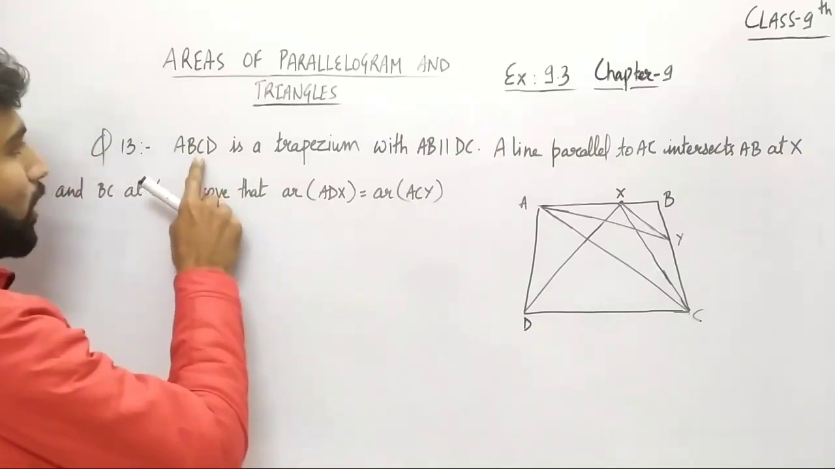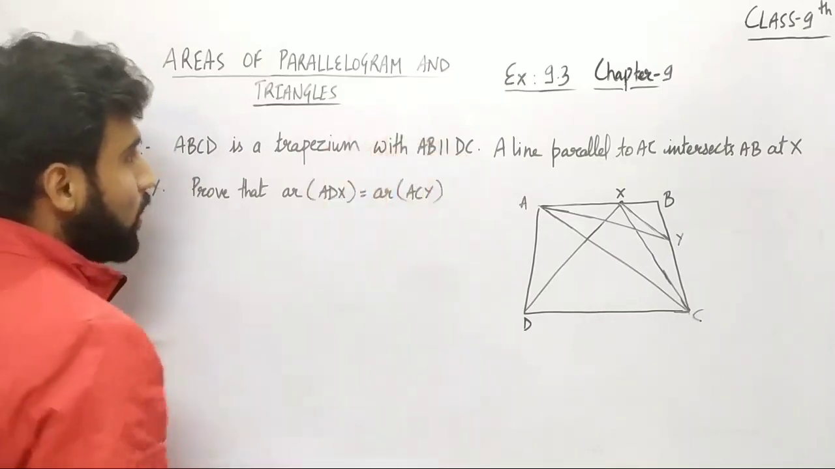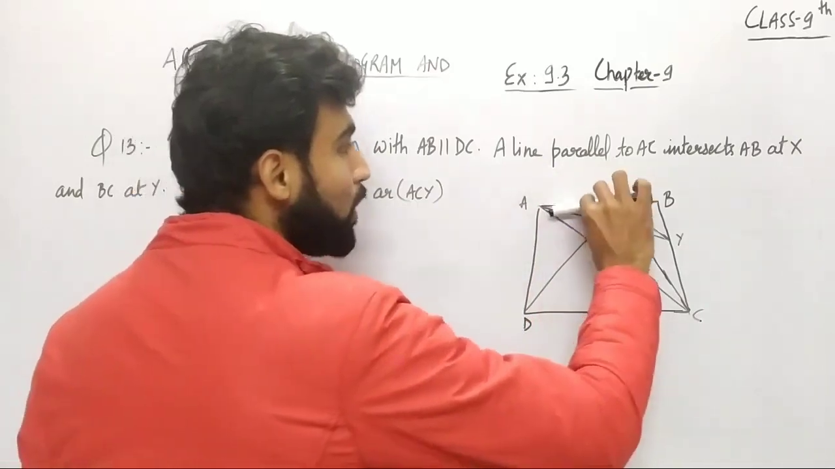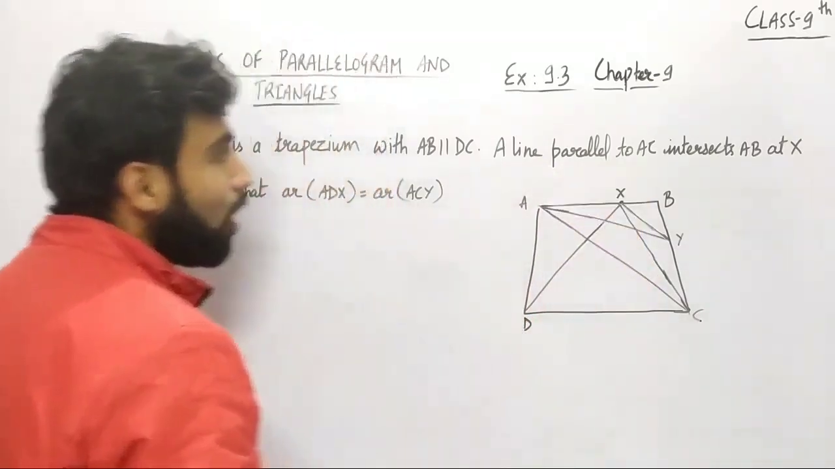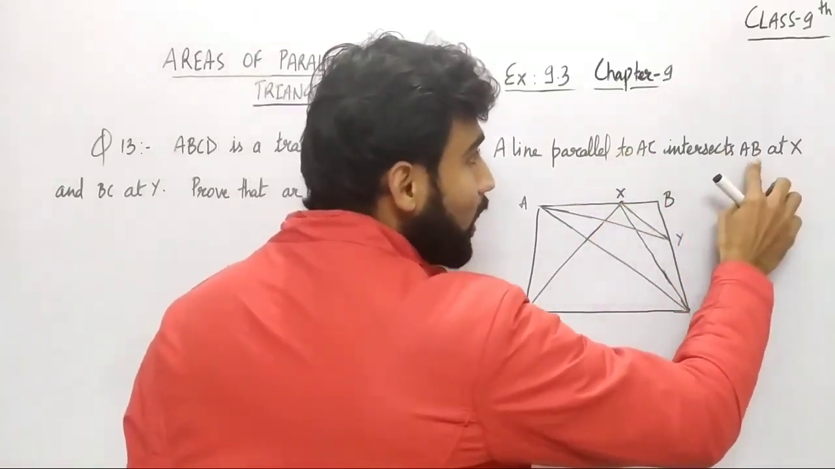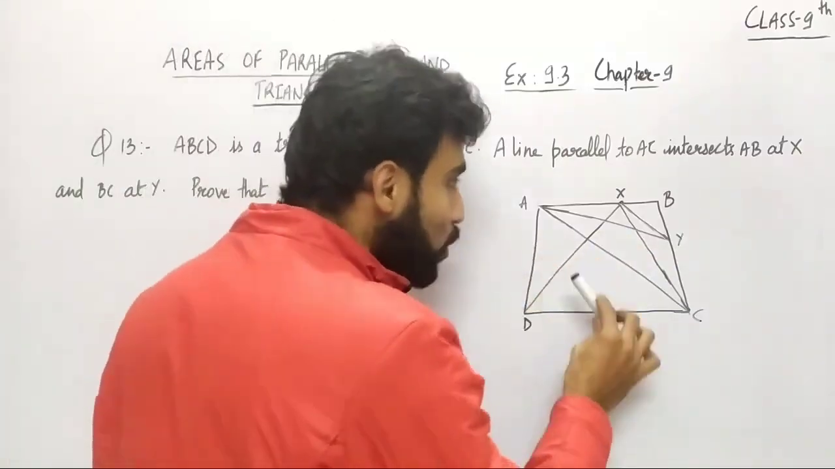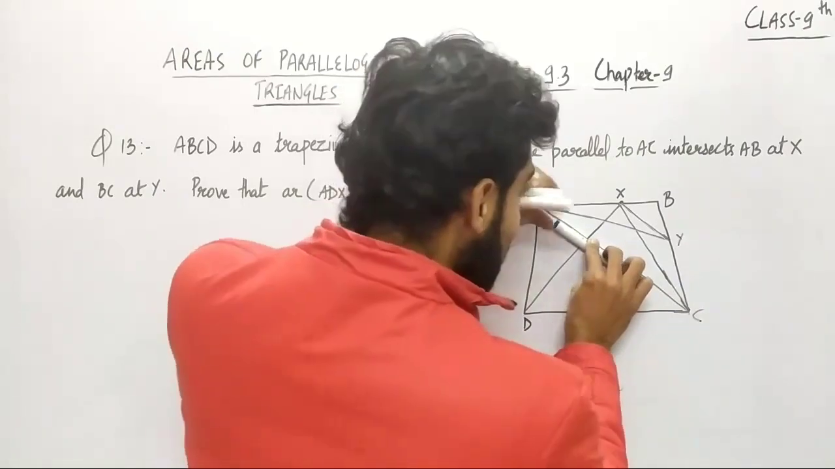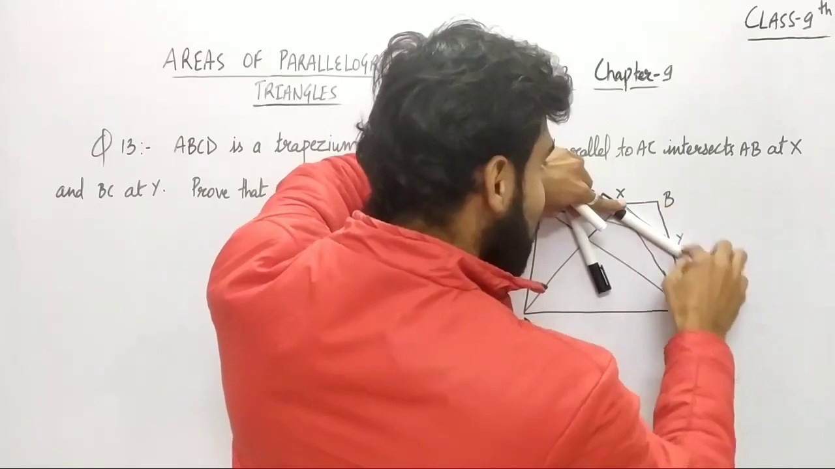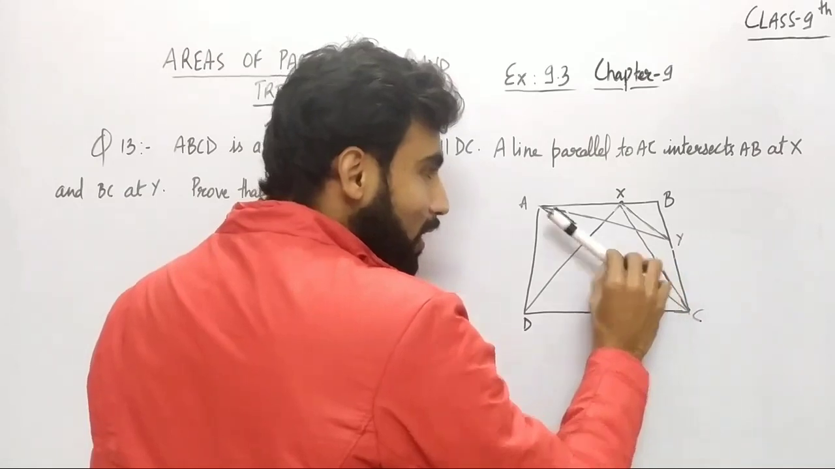Now let me just read the question here: ABCD is a trapezium with AB parallel to DC. So here it is given that ABCD is a trapezium in which AB is parallel to DC. Now a line parallel to AC intersects AB at X and BC at Y. So you can see this XY, this line segment, is given parallel to AC, right?